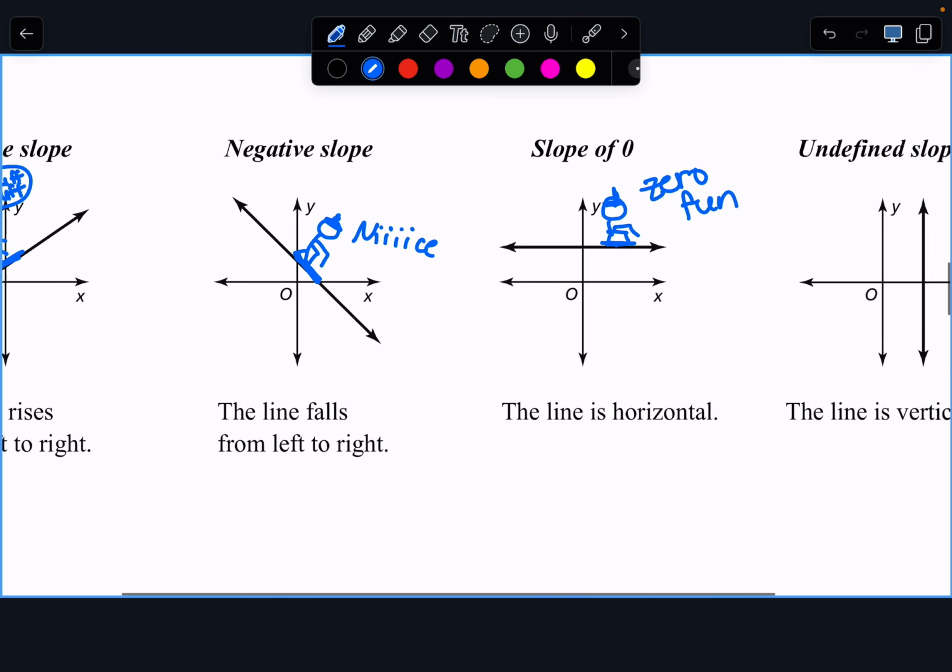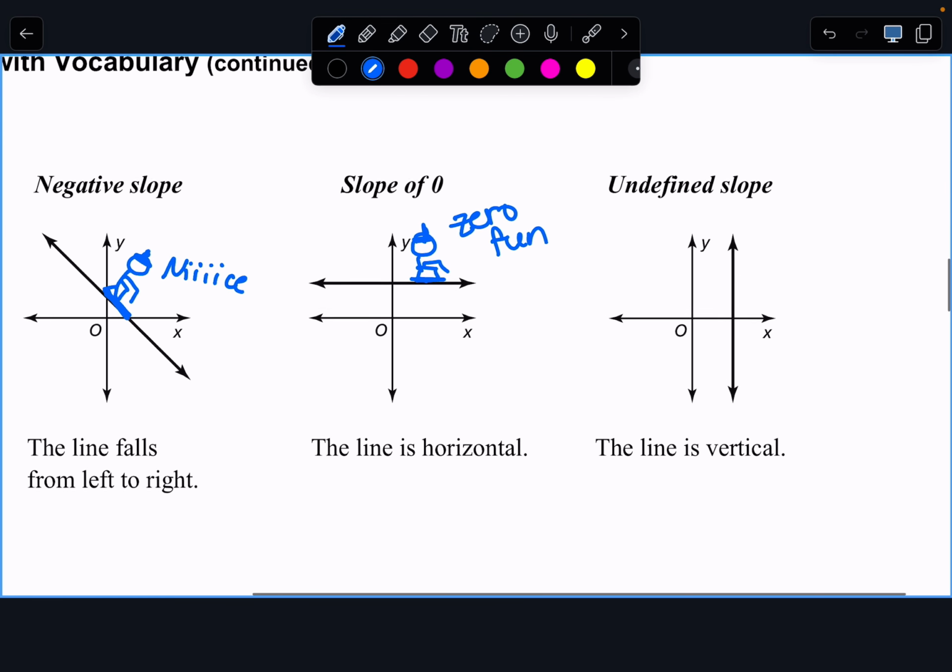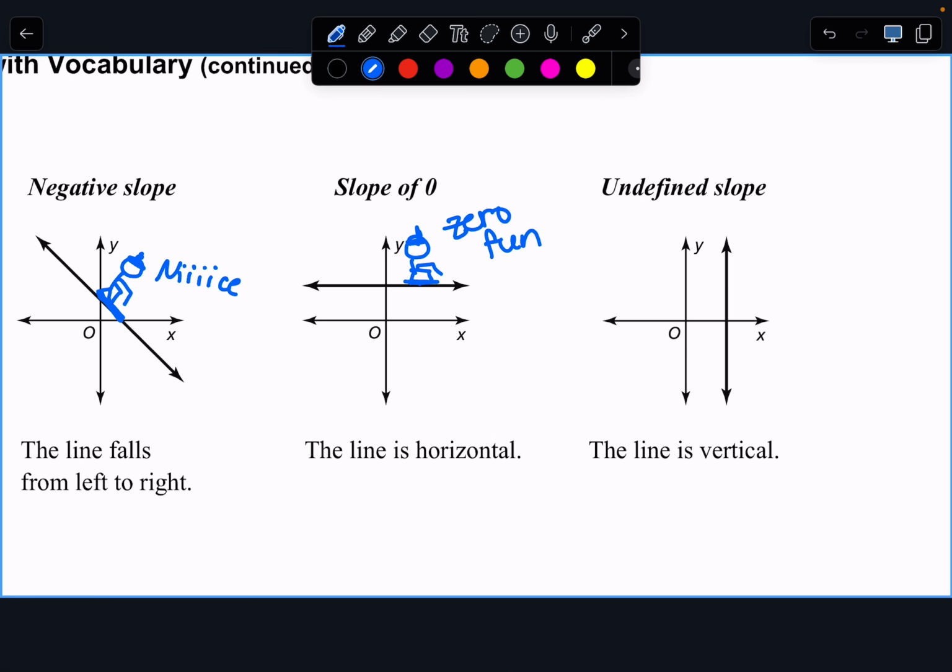Oh, so if it's straight, it's 0. All lines are straight, my dear. Oh, I meant if it's not a straight line, it's a curve. Okay, now, what would happen to Miss Homan if I skied a vertical line? This is undefined slope.